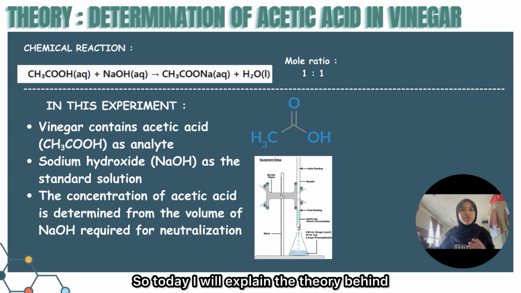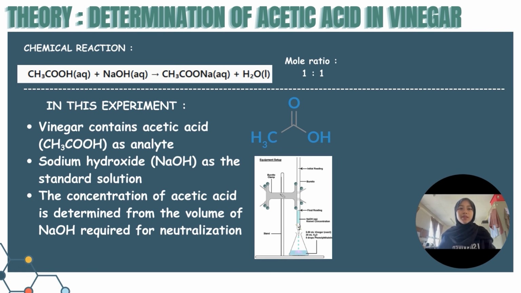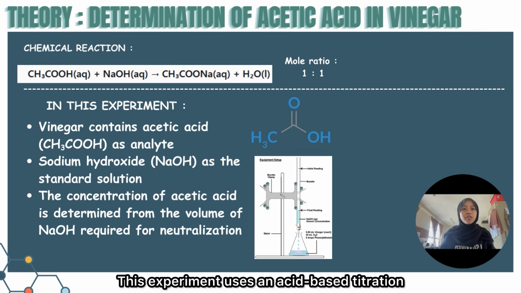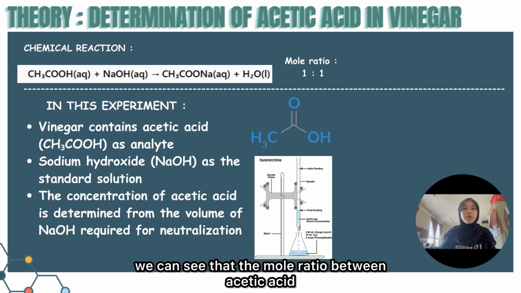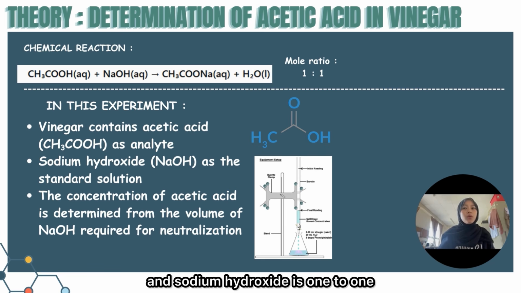Hi everyone, so today I will explain the theory behind the determination of acetic acid in vinegar. This experiment uses an acid-base titration to determine the percentage content of acetic acid in a vinegar sample. As shown in the chemical equation, acetic acid reacts with sodium hydroxide to produce sodium acetate and water. From this balanced equation, we can see that the mole ratio between acetic acid and sodium hydroxide is 1 to 1. This means that 1 mole of acetic acid reacts completely with 1 mole of sodium hydroxide.